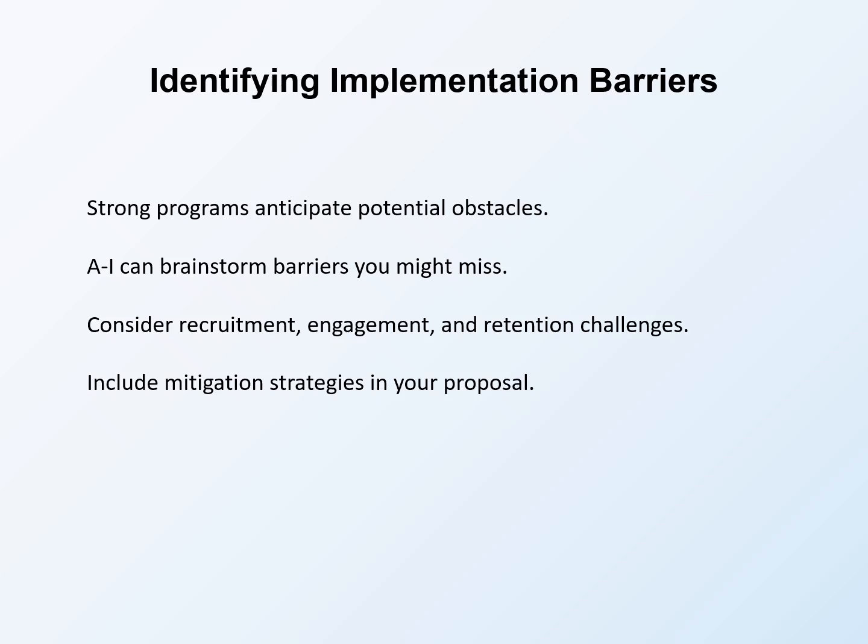Strong proposals do not just describe what will go right, they acknowledge what could go wrong and explain how those challenges will be addressed. AI can brainstorm barriers across multiple dimensions that you might not have considered. Recruitment barriers include challenges in reaching your target population, overcoming skepticism, and competing with other demands on participants' time. Engagement barriers involve keeping participants actively involved once enrolled, maintaining motivation, and overcoming practical obstacles like transportation or childcare.